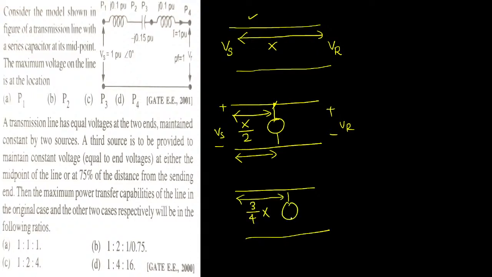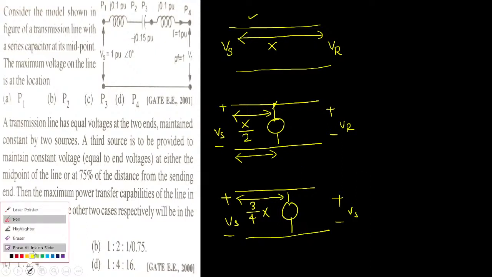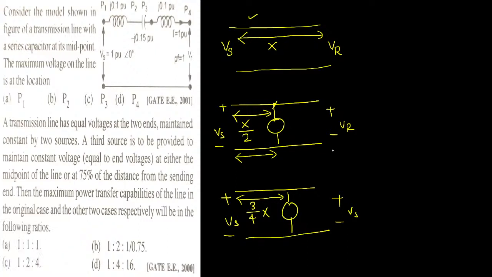Otherwise we can connect here. 75% of the distance from the sending end, observe the question carefully, they have given 75% of the distance from the sending end. So in order to make the sending end voltage equal to the receiving end voltage, we can connect a source at 75% of the distance, such that we can maintain the sending end voltage as equal to the receiving end voltage. There are three cases now. In these three cases, what will be the ratio of maximum power transfer? Shall we solve the question?